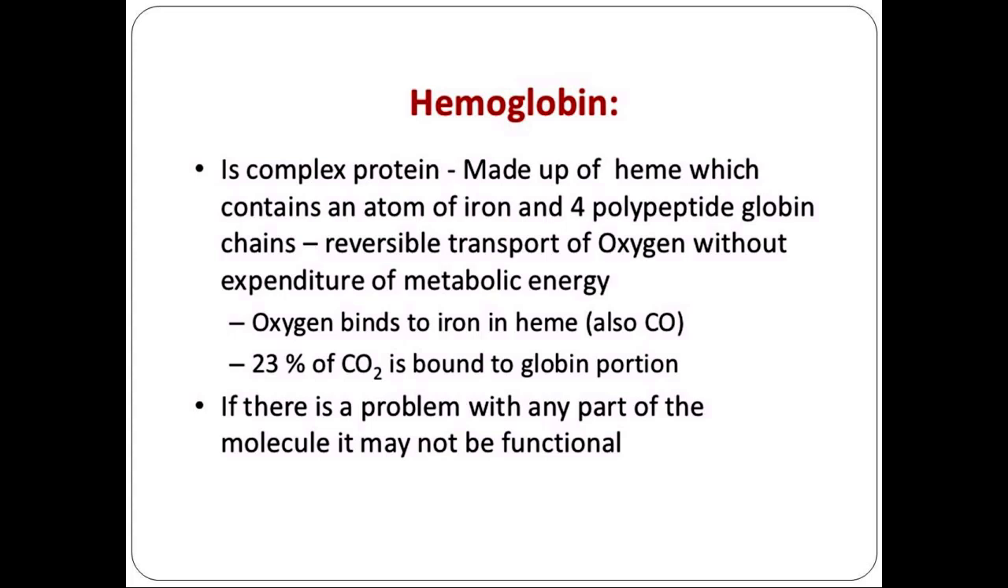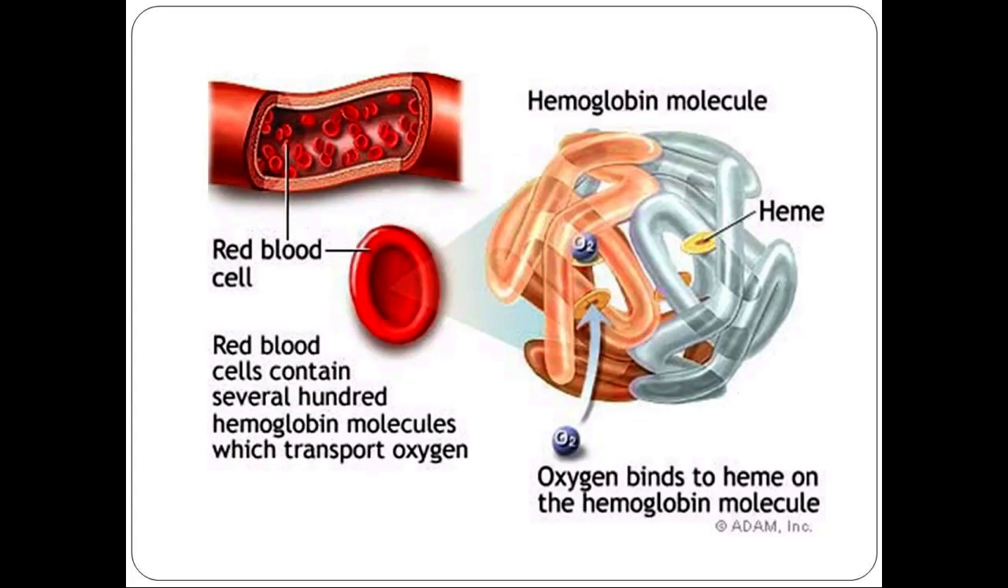So hemoglobin is a complex protein, and oxygen binds to the iron in heme, which is why we're going to talk a lot about iron deficiency anemia as well. If there's a problem with any part of the molecule, it sometimes is not functional. So for visual learners, I have some pictures. You can also go on YouTube and type in anemia or hemoglobin, and there's some really cool videos that you can watch if you are a visual learner and you really want to see a little more action than just a PowerPoint lecture.